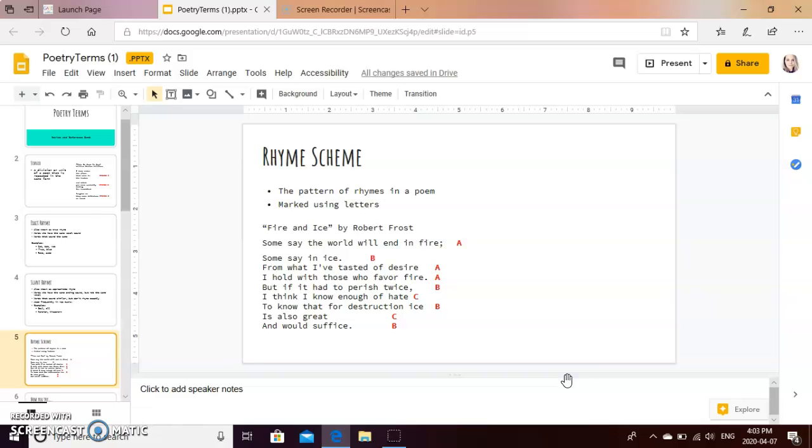Some say the world will end in fire, some say in ice. From what I've tasted of desire, I hold with those who favor fire. But if it had to perish twice, I think I know enough of hate to know that for destruction, ice is also great and would suffice.